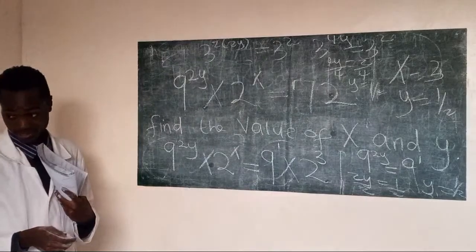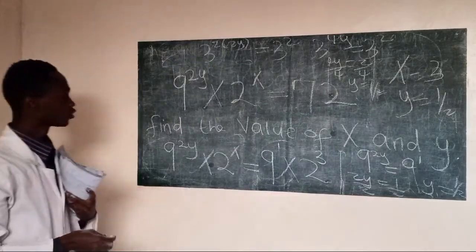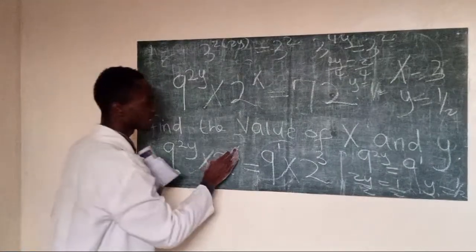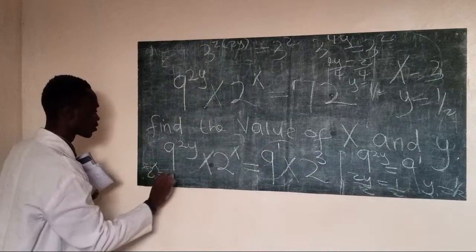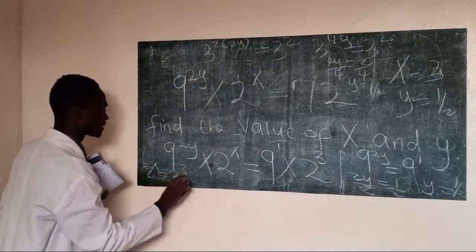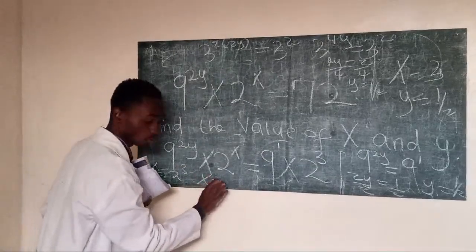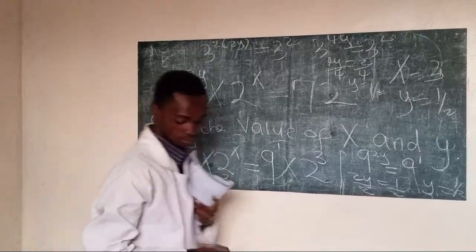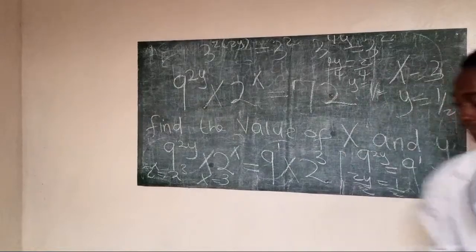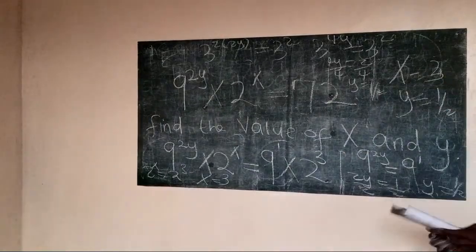Now we move on to 2, isn't it? We move on to 2. We say 2 to power x is equals to 2 to power 3. I say that x is equal to 3. That is how we have got it when you have got a factor. Tuko sawa? Yes.